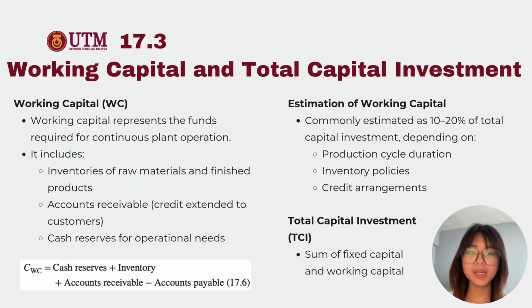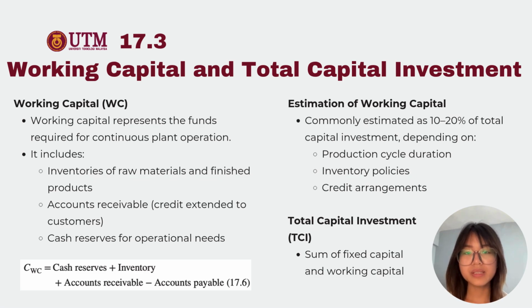Now, I will explain working capital and total capital investment. Working capital refers to the funds required to support the day-to-day operation of a plant. This includes expenses such as maintaining inventories of raw materials and finished products, as well as managing accounts receivable from customers. In practice, working capital is commonly estimated as approximately 10 to 20% of the total capital investment. The exact value depends on factors such as production cycle time, inventory requirements, and credit policies.